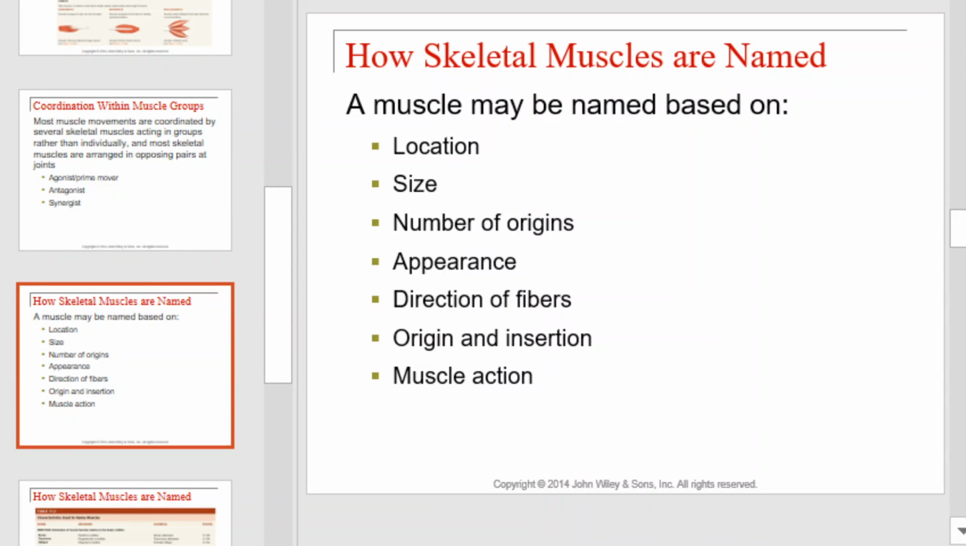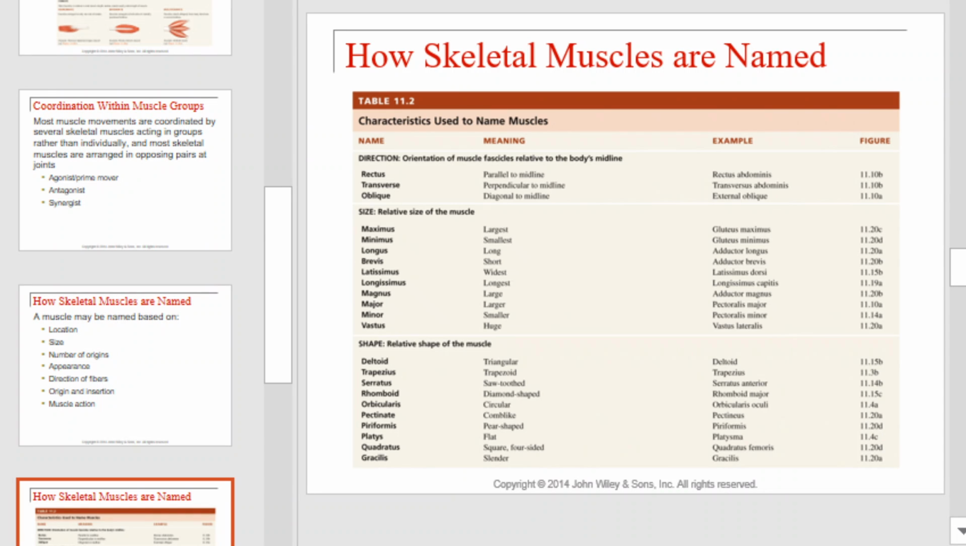How skeletal muscles are named. A muscle may be named based on its location, size, number of origins, appearance, direction of fibers, origin and insertion, or muscle action. This table will provide you with a detailed list of characteristics used to name muscle. Here you'll find the name of representative muscles, the meaning behind their name, and some examples.